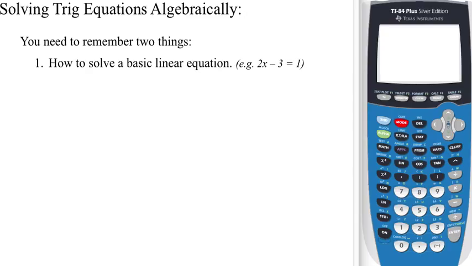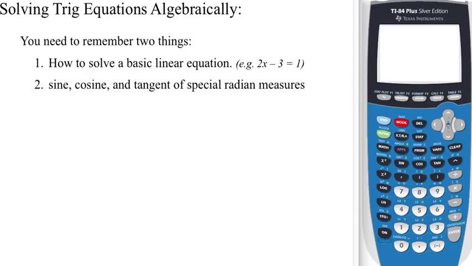And then we can do one more step, which is using sine, cosine, or tangent values of special radian measures. And what I mean by those special radian measures is those values we always talk about: 0, pi over 6, pi over 4, pi over 3, pi over 2, and then so on into the second, third, and fourth quadrants.